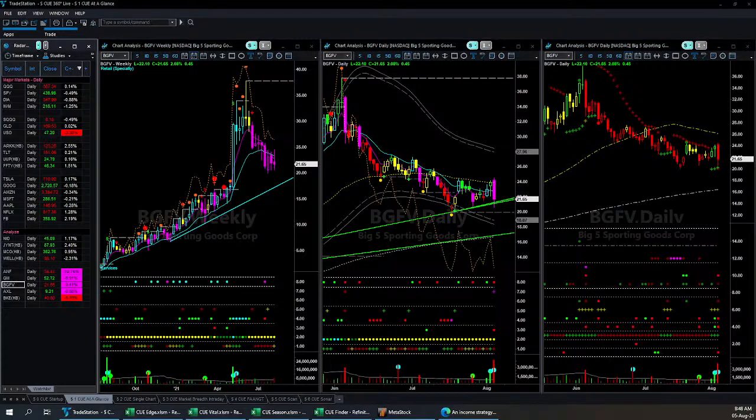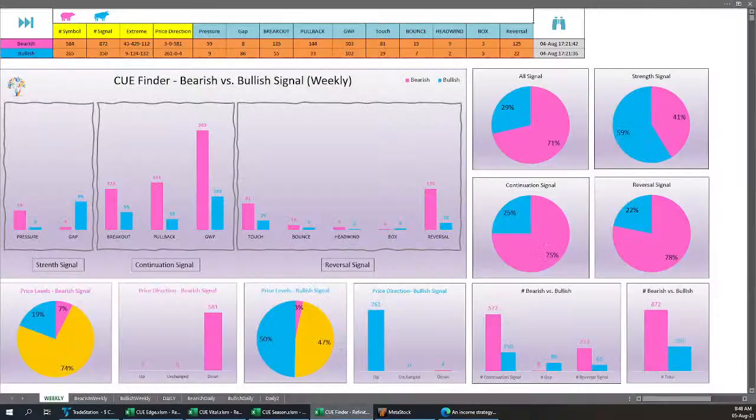I still have 10 more minutes. We didn't look at a few things. Let's look at that: the finder, the balance between bearish and bullish technical signals, or technical breadth.